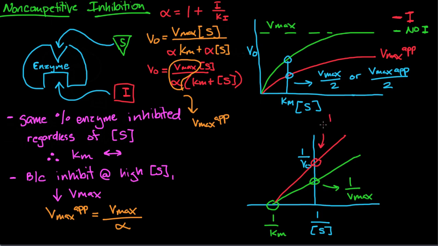Last thing to recognize, the slope gets steeper. Remember, for any Lineweaver-Burk plot, your slope is going to be Km divided by Vmax. In our case, we lowered the Vmax and kept the Km constant. Because of this, your lines are going to have a steeper slope, which is why we're going to see this line, or this red line, above the green line. Okay, inhibited is going to be above the no inhibitor. Different y-intercepts, same x-intercept.